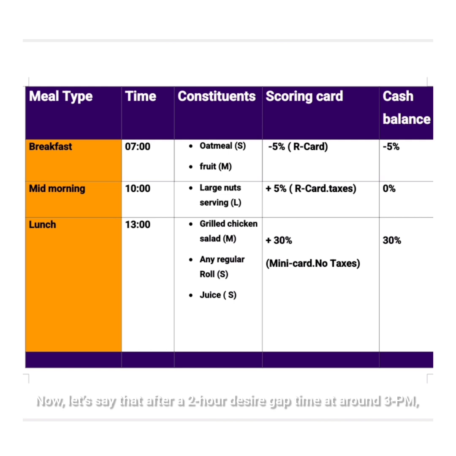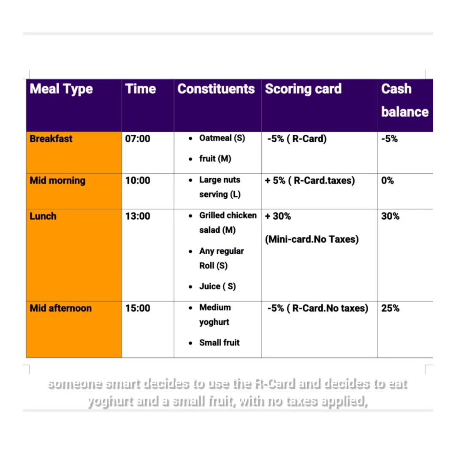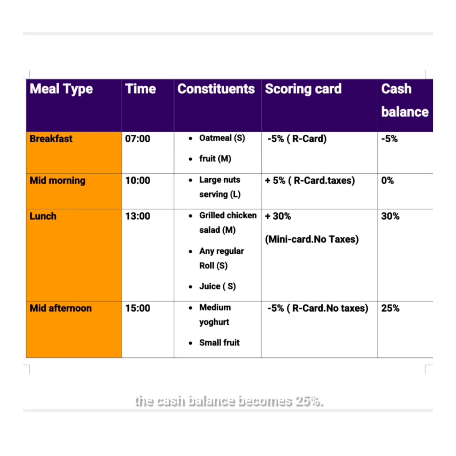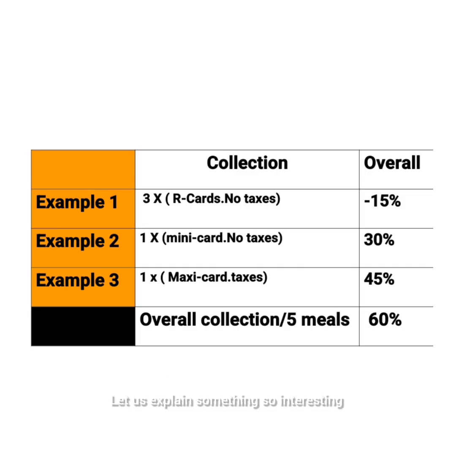Now, let's say that after a 2-hour desire gap time at around 3 p.m., someone smart decides to use the R card and decides to eat yogurt and a small fruit, with no taxes applied. The cash balance becomes 25%. Remember, one of the goals of this challenge is to direct behaviors toward weight loss. Let us explain something so interesting.